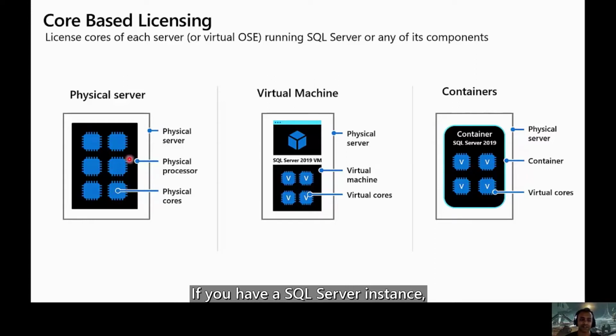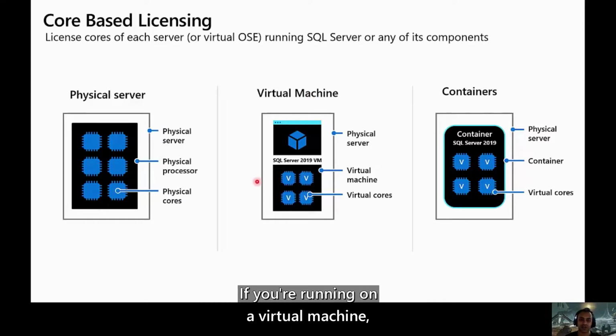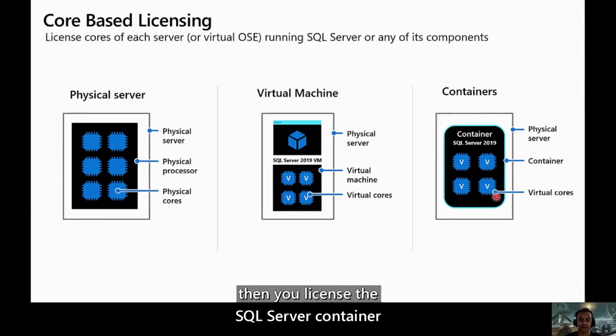If you're running a SQL Server instance on a bare metal machine or a physical server, you license SQL Server using the physical cores in the machine. If you're running on a virtual machine, then you license the SQL Server virtual machine based on the virtual machine cores. And if you're running a container, then you license the SQL Server container based on the virtual cores or the virtual CPUs assigned to the container.